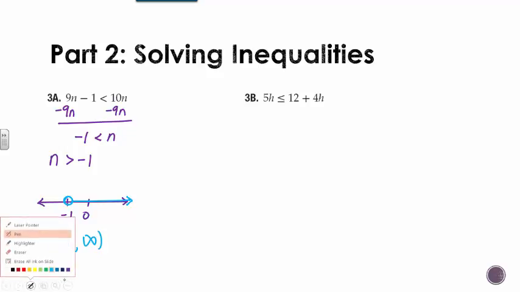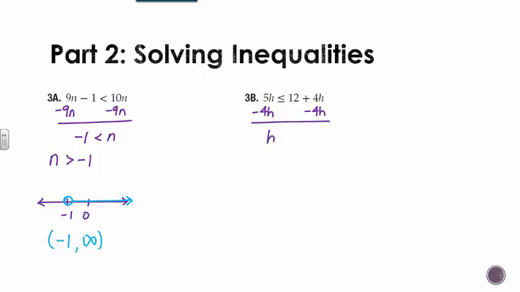Let's try this next one. Same setup in the beginning. My number is going to stay over here. I'm just going to subtract 4h from both sides. So I get h is less than or equal to 12.